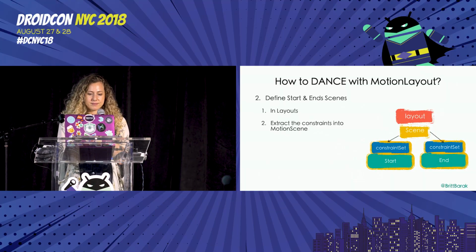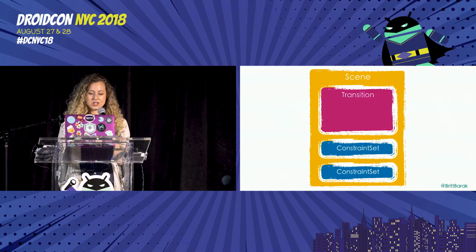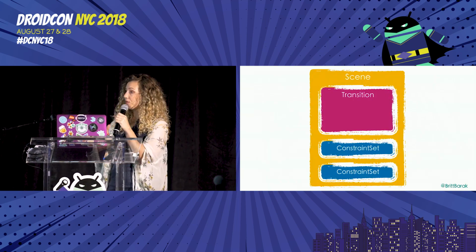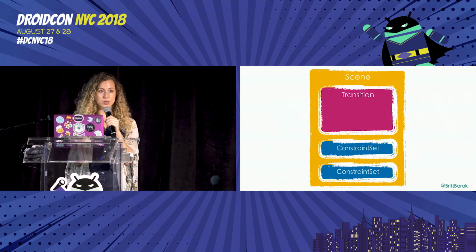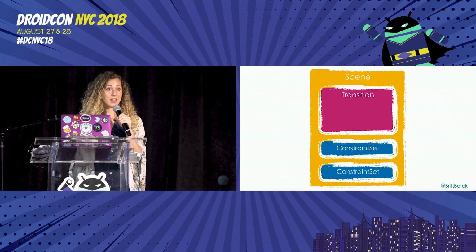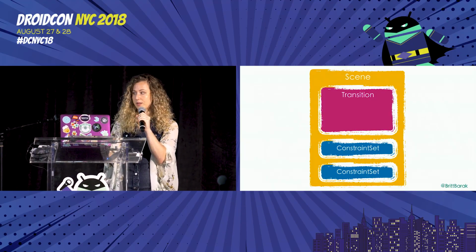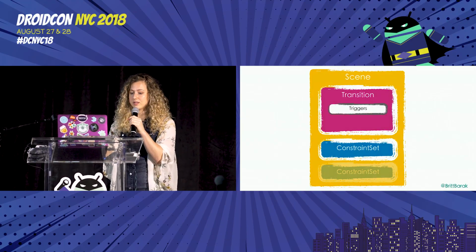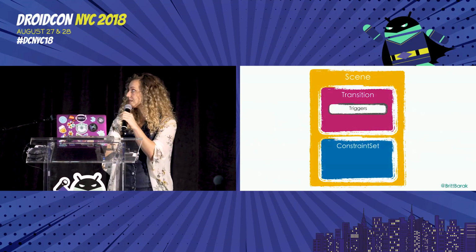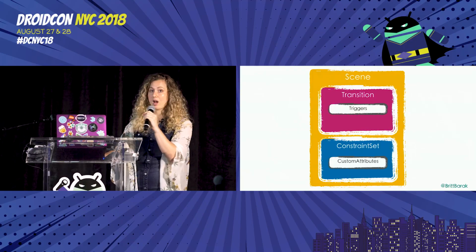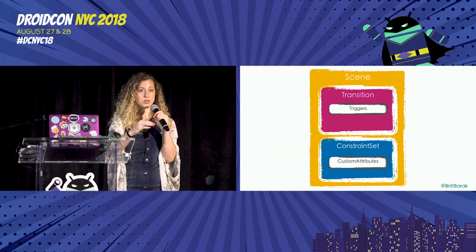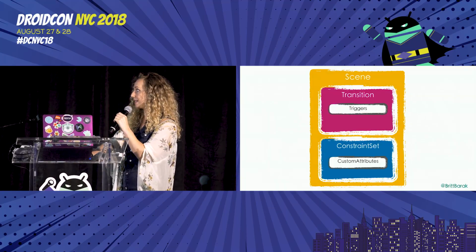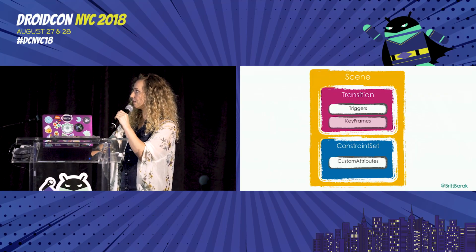And then, just a little bit of what we have on the motion scene. On the motion scene, we talked about the transition. And then we had two constraint sets for the start and the end. And then what you want to do is create the triggers. Then in the constraint sets, we talked a little bit about custom attributes. So only when you need to use custom attributes, only then you can just do the transition between a layout into IDs inside a motion scene.